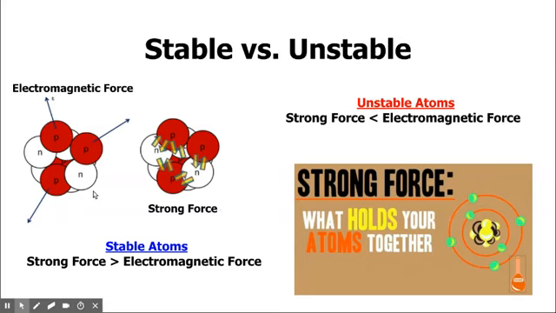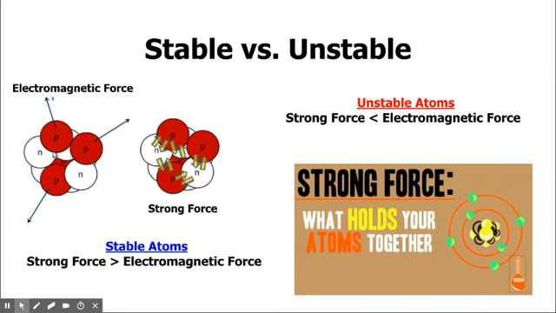The electromagnetic force also is acting on the nucleus, and the electromagnetic force is what is pushing these protons away, kind of trying to pull apart the nucleus. And how that's coming about is because the protons all have positive charges. Well, we know likes don't like each other, and they want to repel.